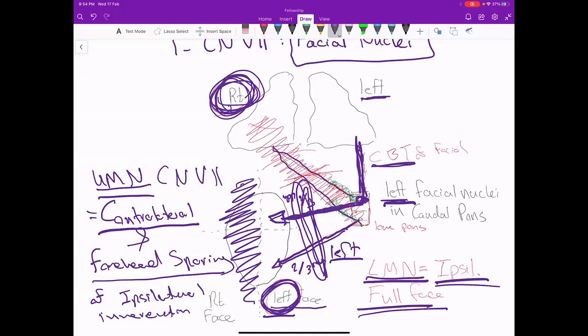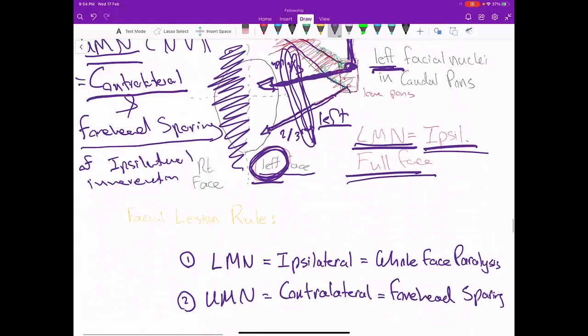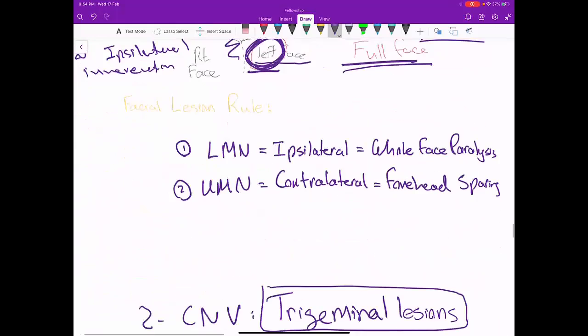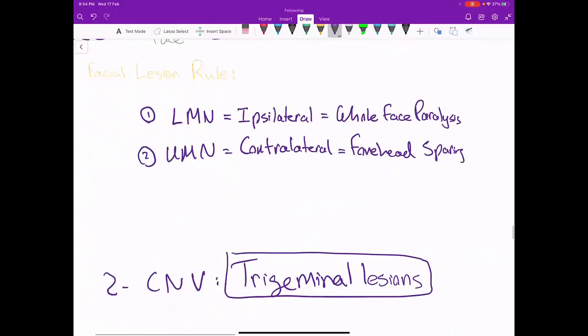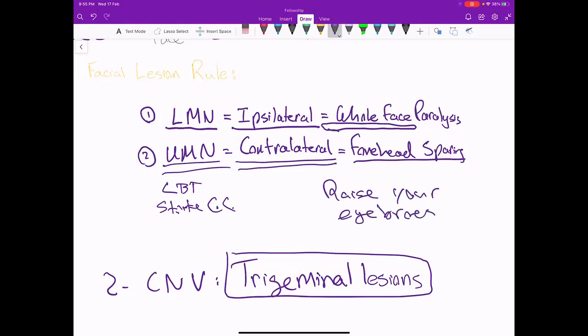The next nuclei, and it's another confusing one. So here's the facial lesion rule. One more time. If it's a lower motor neuron, it will be ipsilateral and it will affect the whole face. Okay? If it's an upper motor neuron, the corticobulbar tract of the facial nuclei, or for example, a stroke somewhere in the cerebral cortex, then it will be contralateral face and it will spare the forehead, meaning raise your eyebrows and you will be able to.